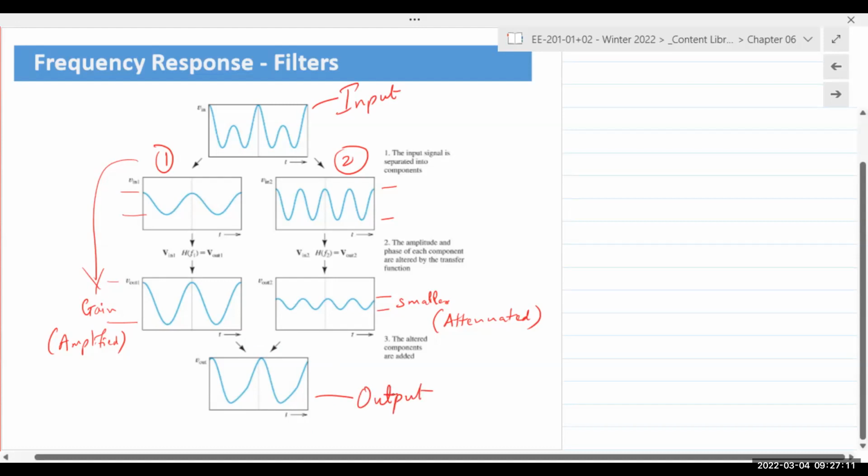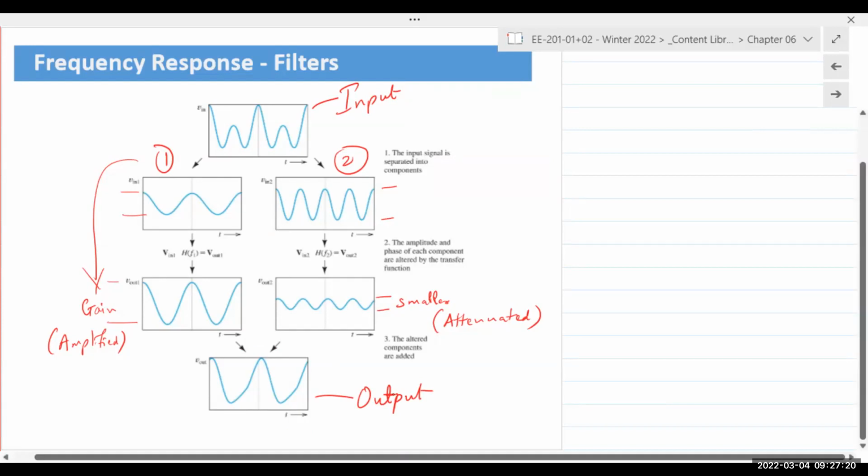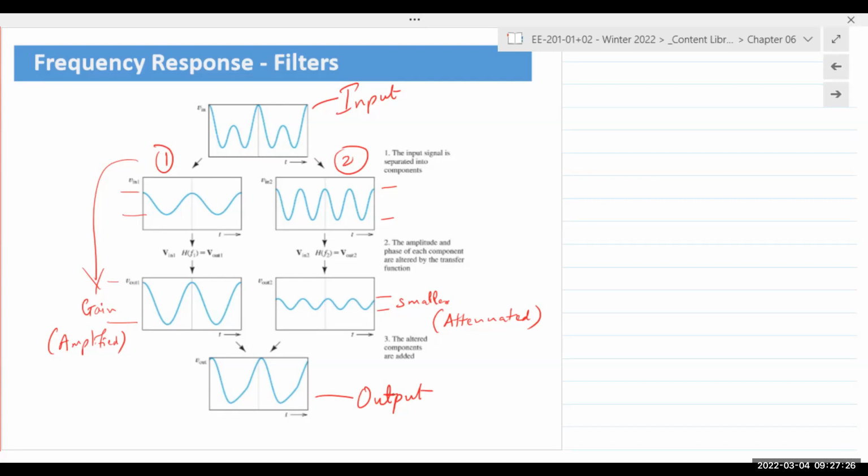It's important to note that the filter will affect both the magnitude as well as the phase. As the magnitude is changed, the phase of the output is also changed. Again, this is an approximation of how a filter would actually work.